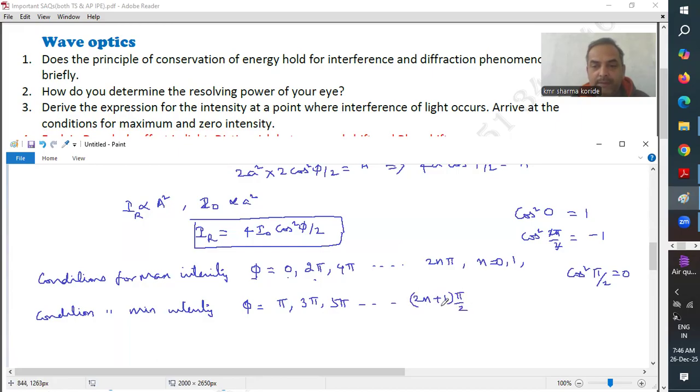Suppose if you write pi only, in place of n, if you put n equal to 0, you will get pi. N equal to 1, you will get 3 pi. So this is where you will get minimum intensity, destructive interference forms, dark bands appear on the screen. So this is how you need to represent the answer in the exam. Now let us continue the next question.